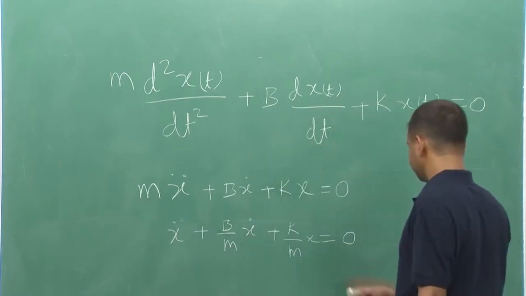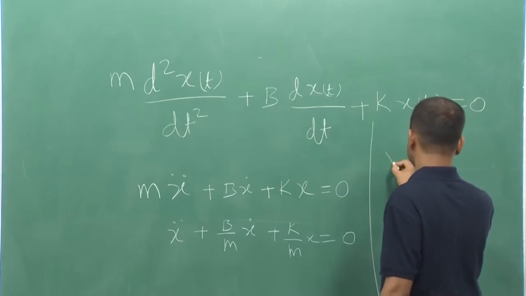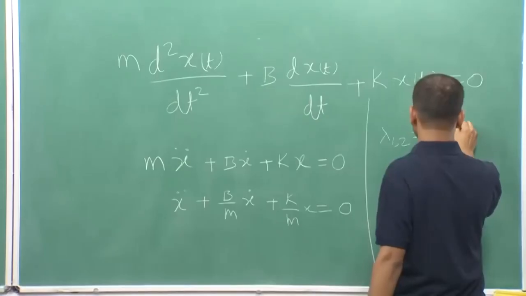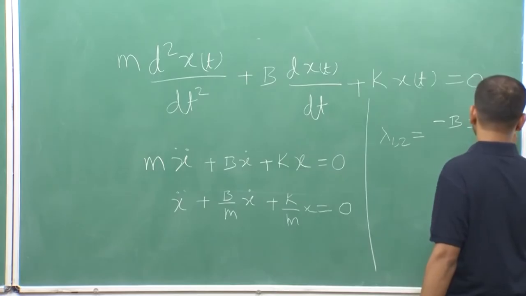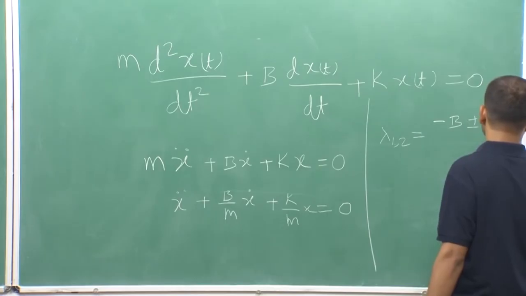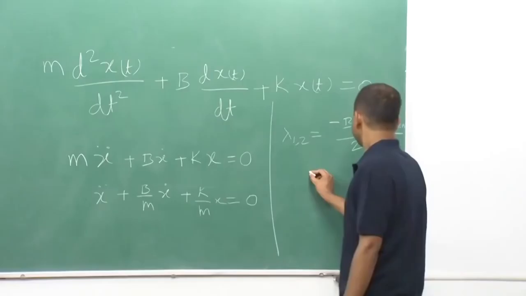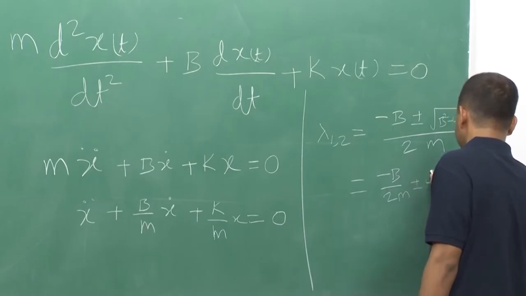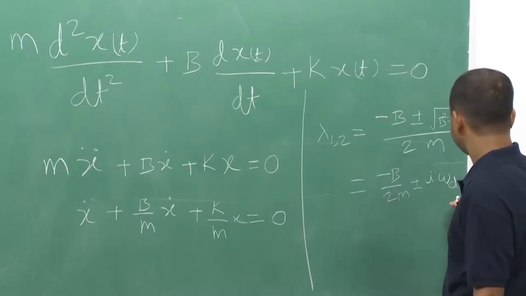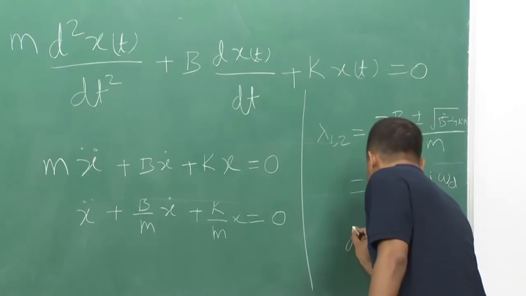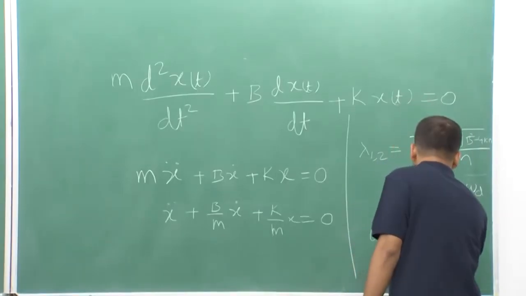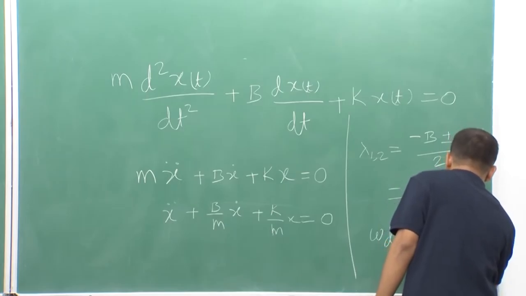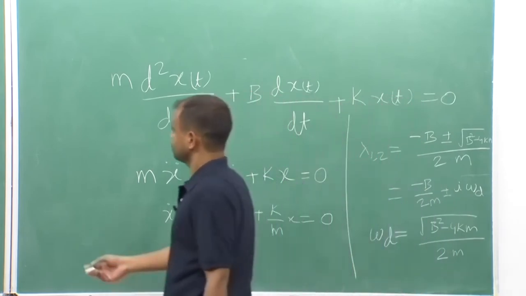If I look at the roots of this equation, the roots are given by minus b plus minus root over b square minus 4 k m, divided by 2 m, and this will be minus b by 2 m plus minus i omega d, and this omega d we call the damped frequency. Omega d will be given by under root 4 k m minus b square divided by 2 m.